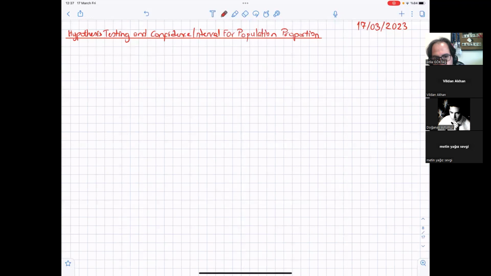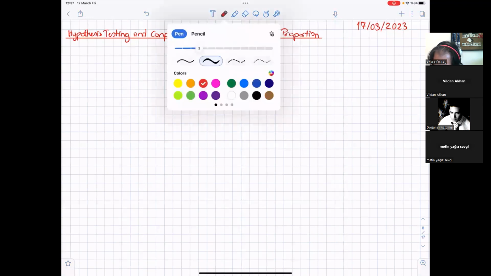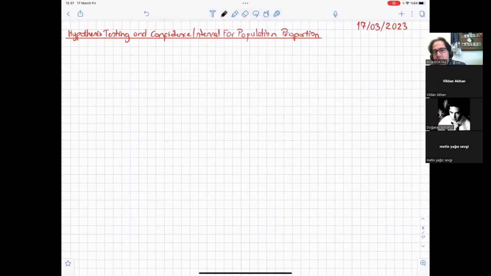Okay, we may begin the lecture today. In the previous 2 weeks, we have learned the hypothesis testing for population mean and the confidence interval for population mean. The way we constructed the hypothesis will be similar for the population proportion too in this lecture today. So let me show you what we do for the population proportion.